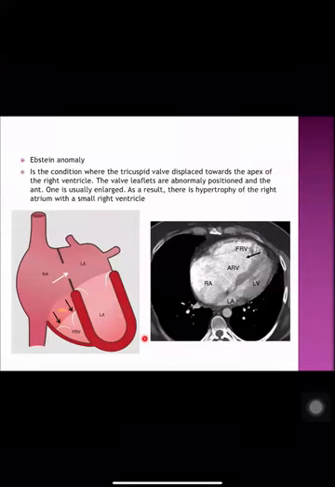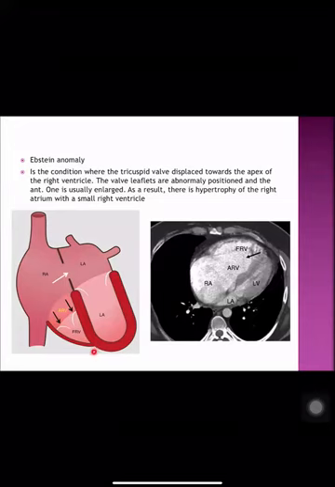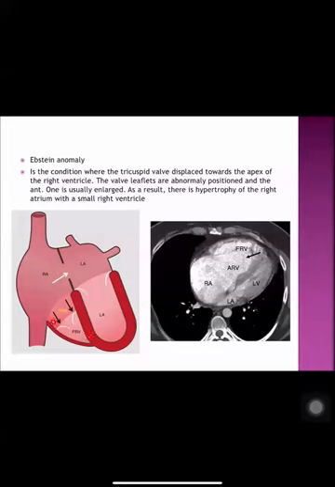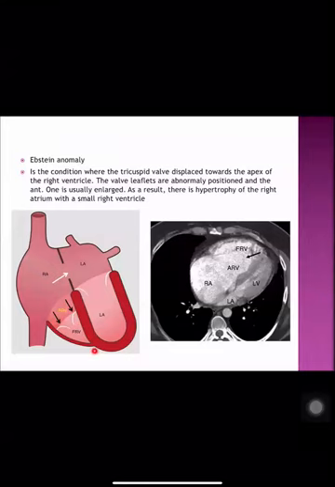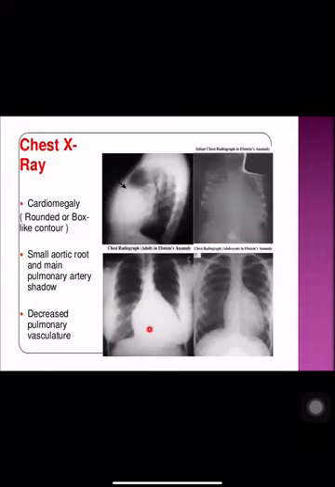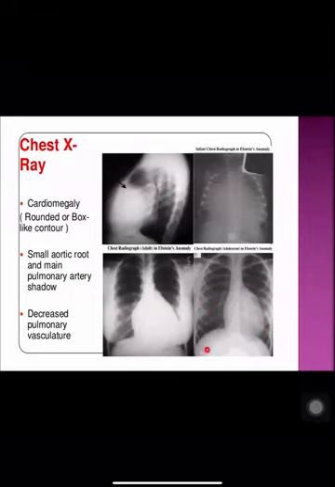Another defect involving the tricuspid valve is called the Ebstein anomaly. Here the tricuspid valve will be displaced downward toward the apex of the right ventricle, so that it will lead to the enlargement of the right atrium in a condition that is called atrialization of the right ventricle, while the left ventricle will remain only a small part that is functional. This is the chest X-ray appearance of the Ebstein anomaly with the rounded contour or the box-like heart with the decrease in the pulmonary vasculature.